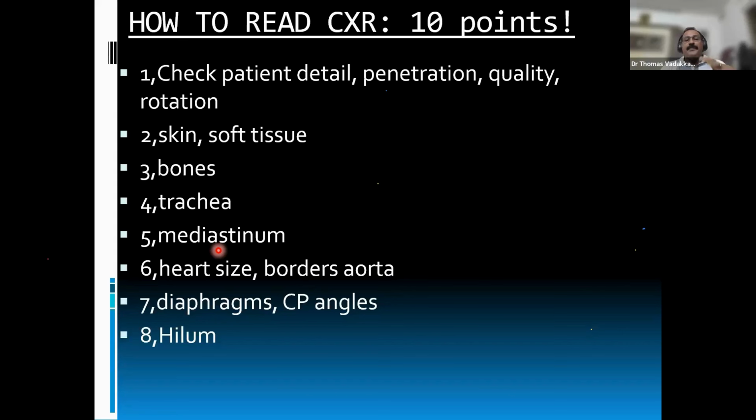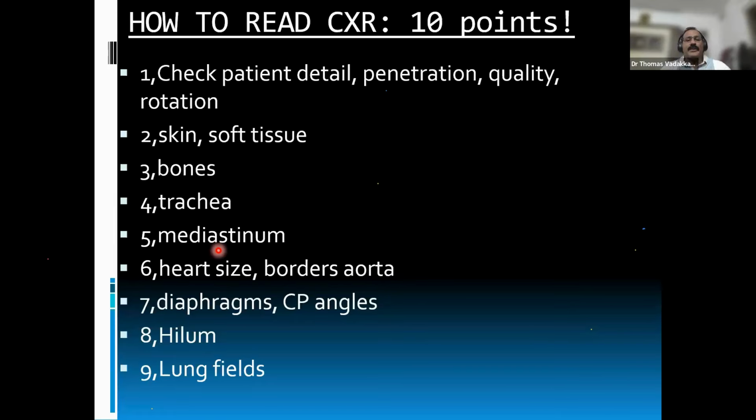Next important structure is the hilum. Always look for the hilum, any prominence in the hilum. Assess the pulmonary artery size. Pulmonary artery size may be enlarged in pulmonary hypertension. And sometimes you will get huge pulmonary arteries in atrial septal defect, cardiac valvular disease, pulmonary hypertension. So for pulmonary hypertension, you will get a clue from assessing the hilar structure.